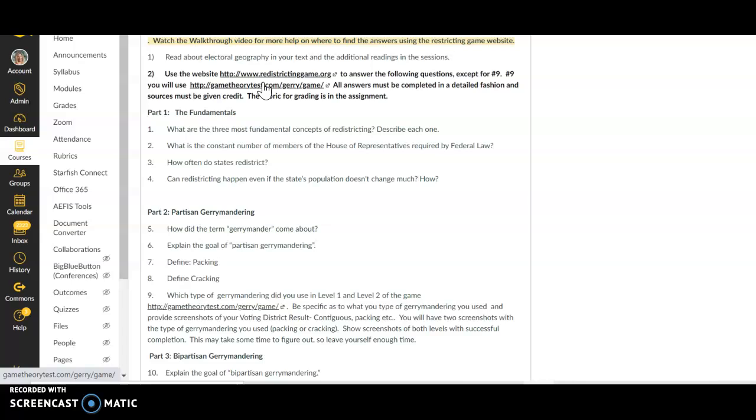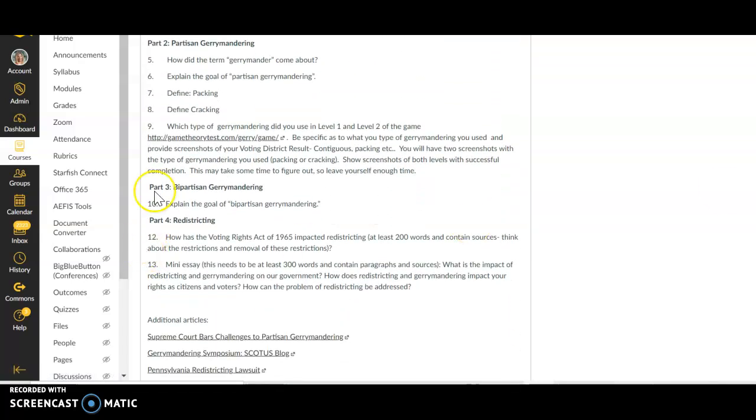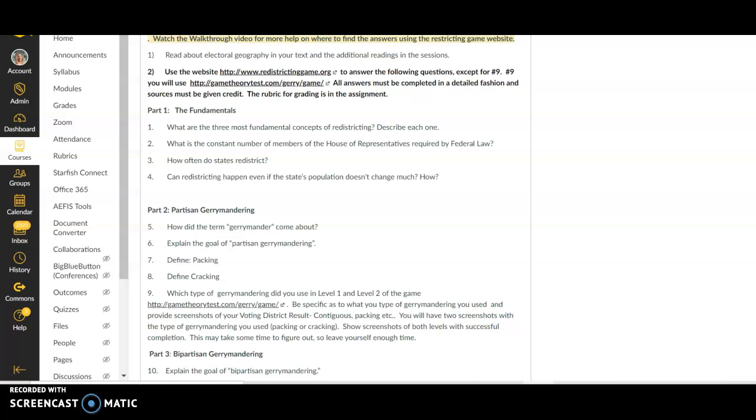assignment. You're going to use the redistrictinggame.org website to answer all of these questions, okay? For question number 9, we're going to use Game Theory, which is a different website. And then for all the rest of the questions, you'll be using both the first link, the redistricting game, as well as additional readings and supplemental materials. So it's really important that you know that we'll be using at least two different websites to answer the questions for this assignment.